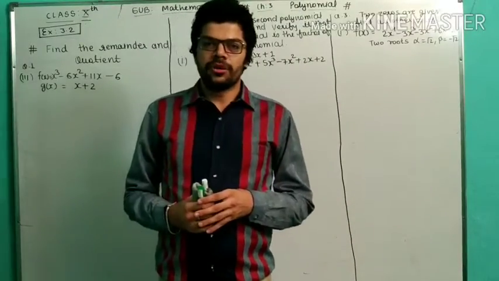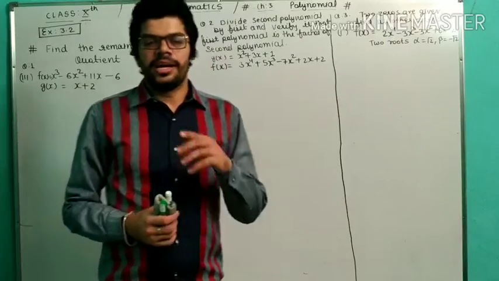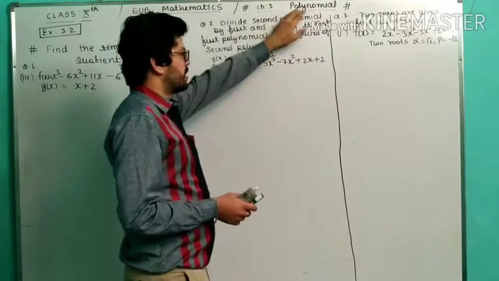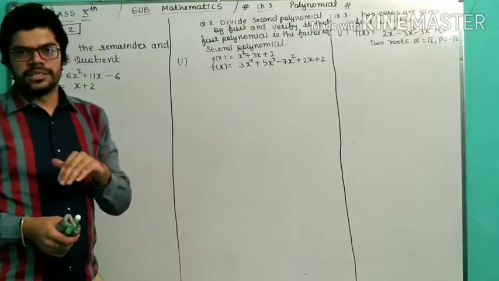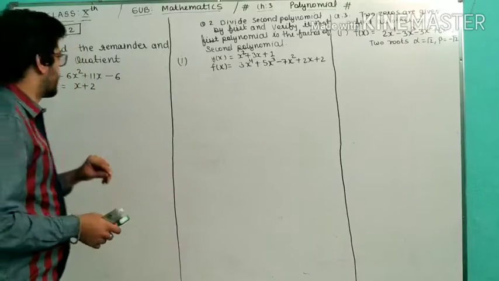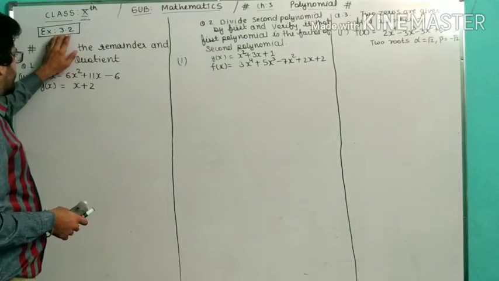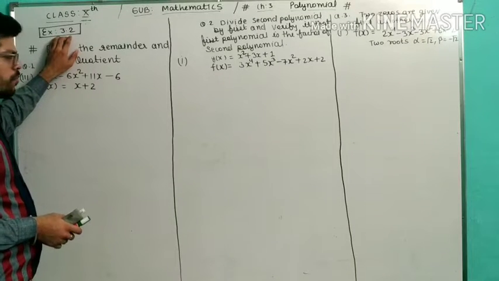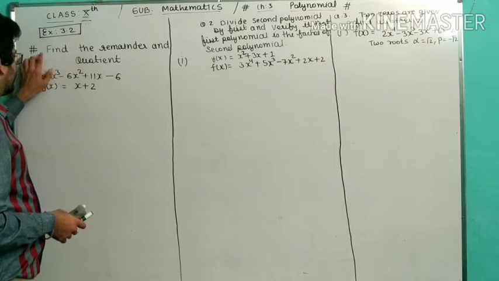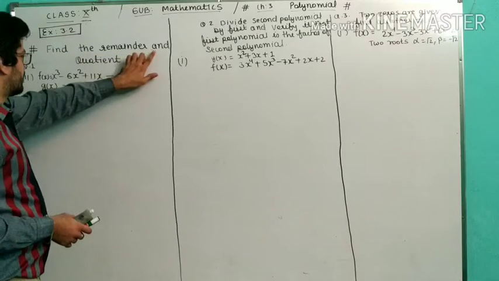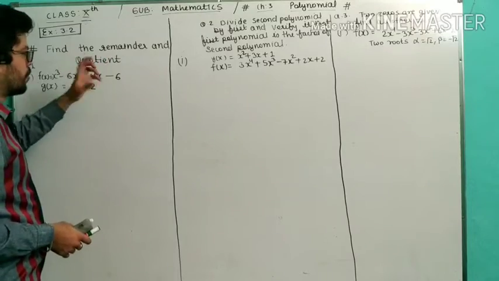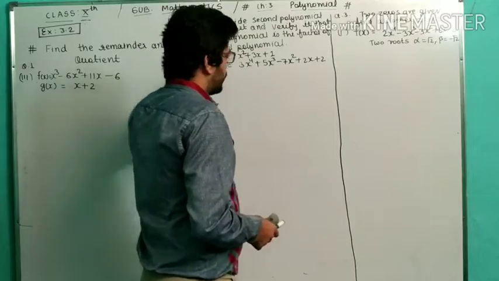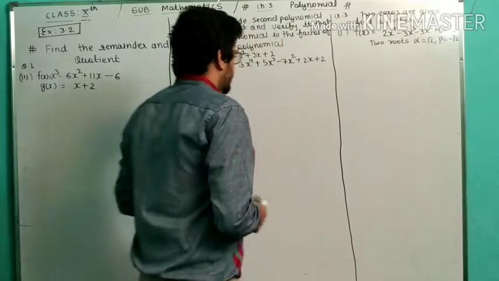Today we are going to talk about the mathematics subject, standard 10, chapter 3, Polynomials. We are going to talk about exercise number 3.2, because in the previous video we already discussed exercise number 3.1. In exercise 3.2, we are going to find the remainder and quotient by using the division algorithm. For question number 2 we take part 1, and for question number 3, part 1.